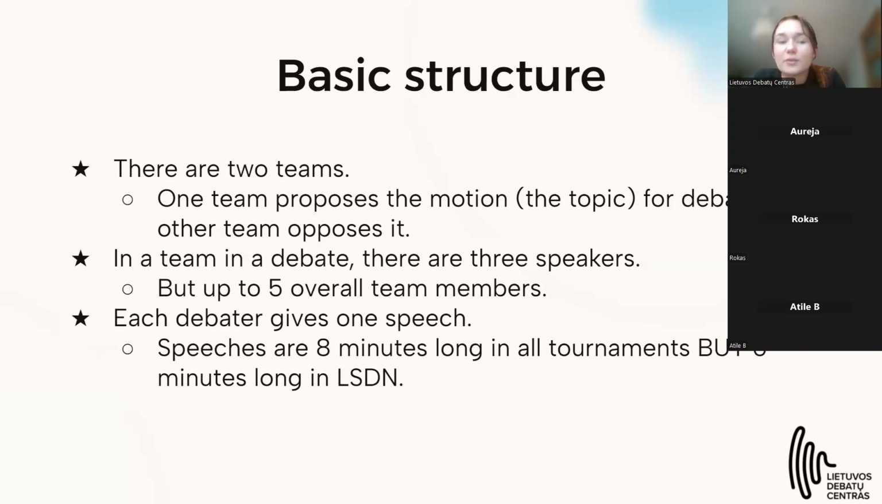There are mainly two teams in a debate. They consist of three people, and one team always proposes the motion or the topic that is given, right? And the other team opposes it. However, a team can have up to 5 overall members, but only 3 can be debating at a time. Each debater gives one speech, and speeches are usually 8 minutes long in all tournaments, but in the upcoming novices tournament, we have them at 6 minutes long.